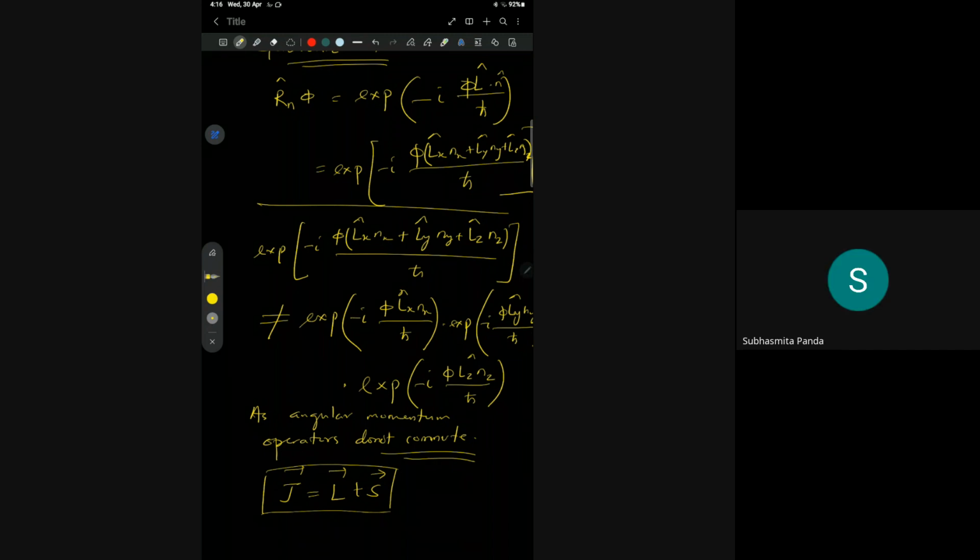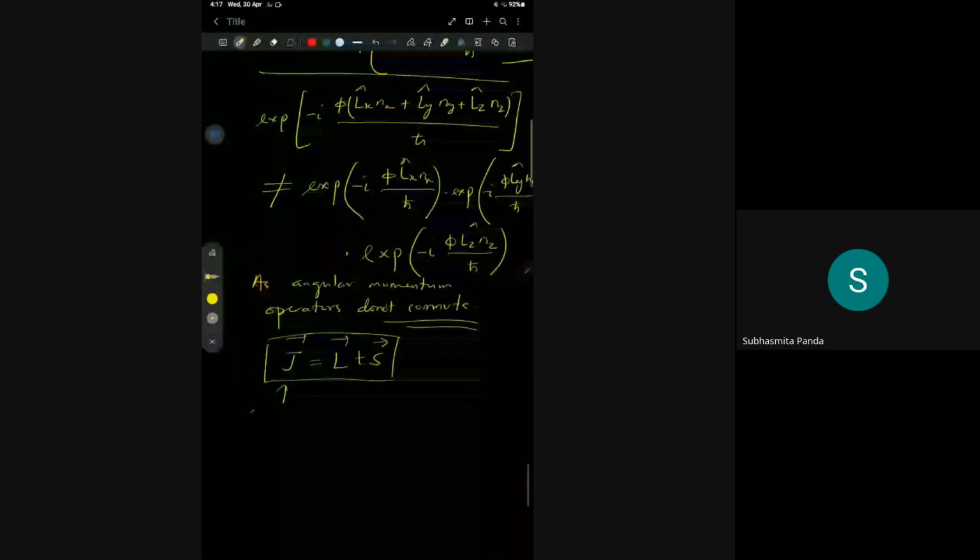Right? So this is your total angular momentum. This is orbital.